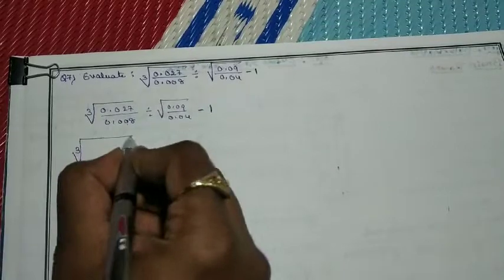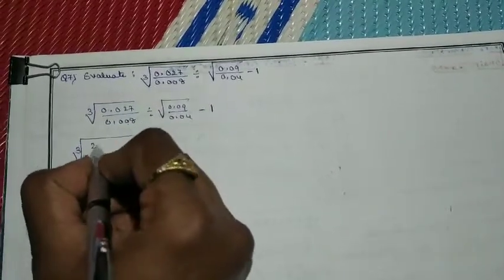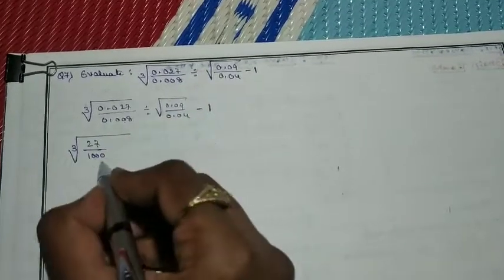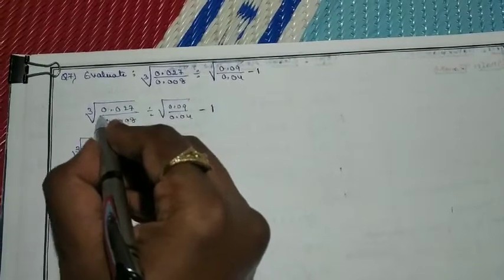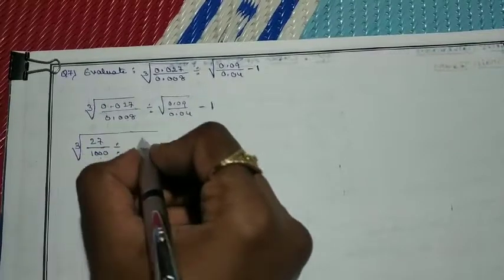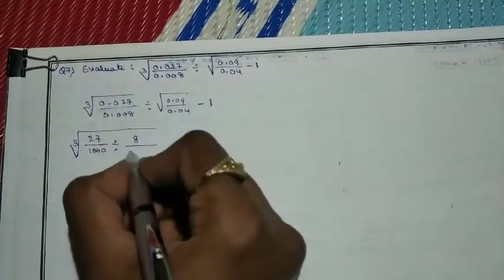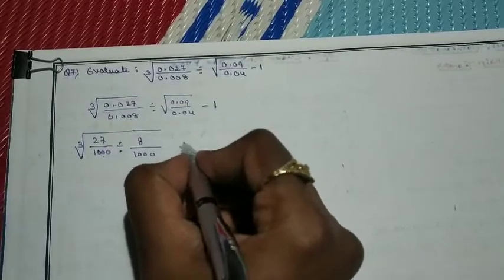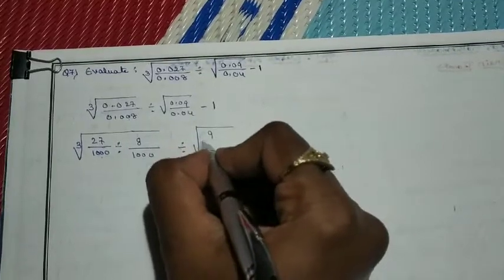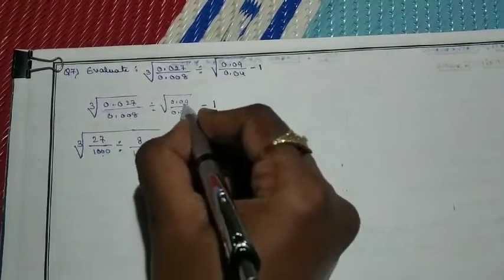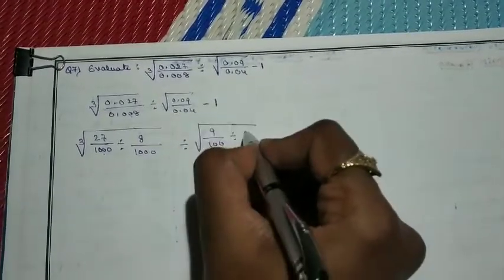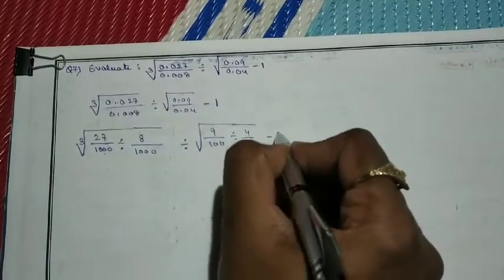So 0.027, I'll write it as 27 by 1000. Because after decimal point we have 3 digits, so it is divided by 1000. And this division symbol, I'll write it as this symbol. Then 0.008, I'll write it as 8 divided by again 1000. Then next this division symbol, and square root of this also I'll convert into the form of a rational number, 9 divided by 100. And this division symbol, I'll write it as this symbol. And 0.04 is nothing but 4 divided by 100, and minus 1.